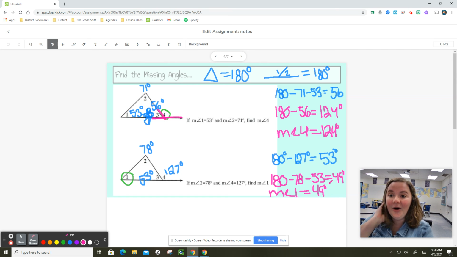Okay, I hope that was helpful. Refer to this again if you need help, but use this to finish your class kick on finding the angles of exterior angles. Good luck, guys.